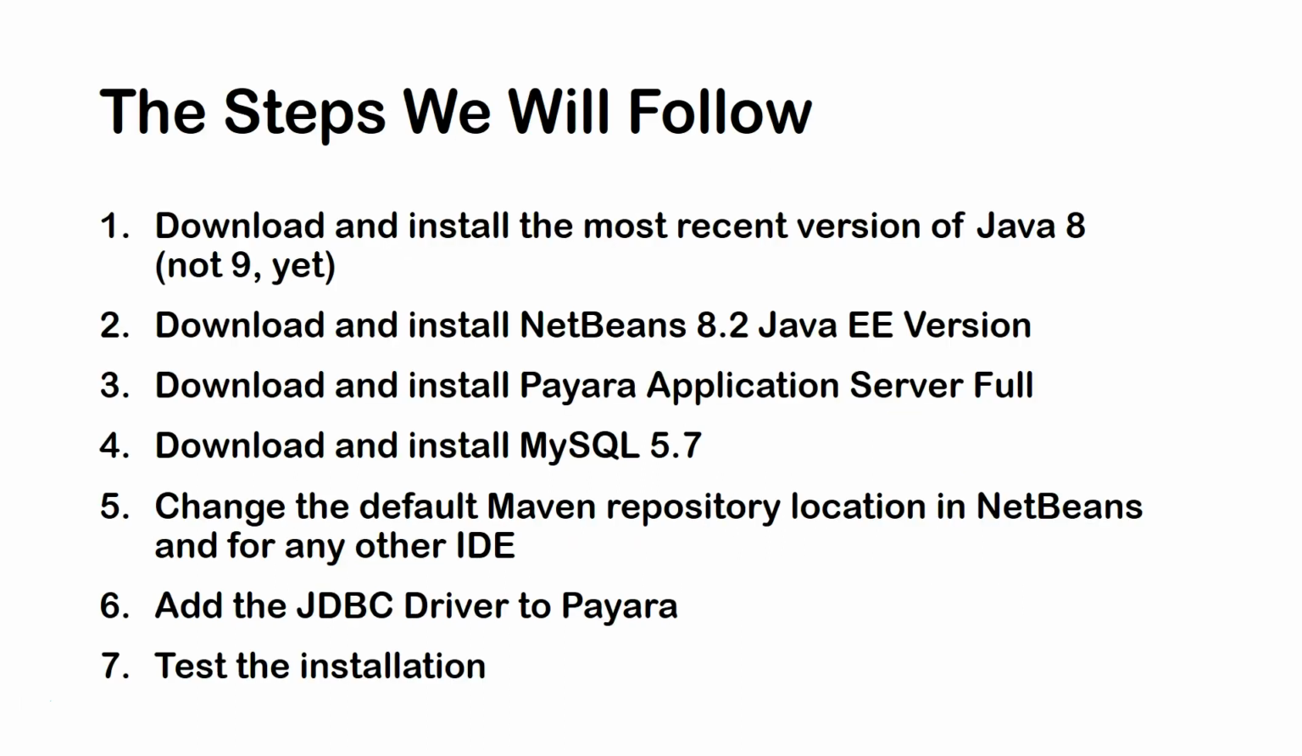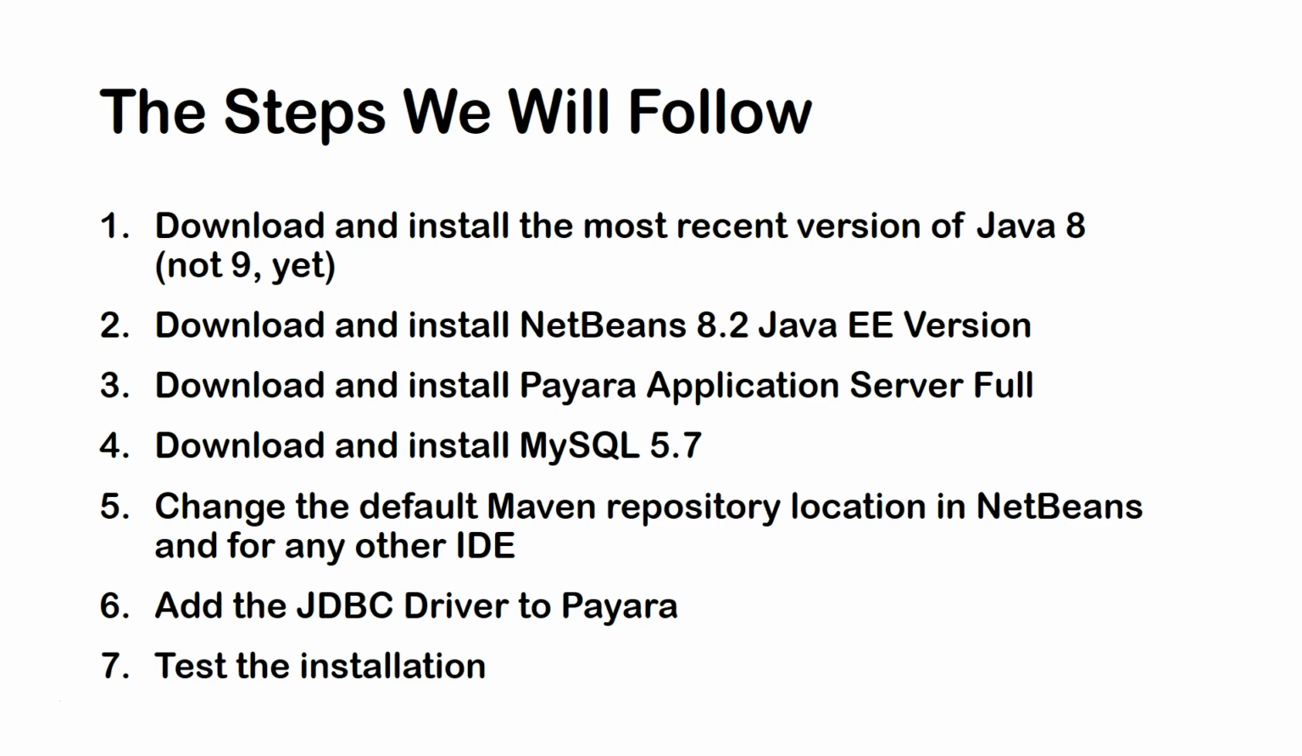Here are the steps that we'll follow in this screencast. We'll begin by downloading and installing the most recent version of Java 8. We're going to download and install NetBeans 8.2, the Java EE version. We're going to download and install the Payara application server. We're going to download and install MySQL 5.7. We're going to change the default Maven repository location in NetBeans and for any other IDE that you may use. We'll add the JDBC driver to Payara, and then we'll test the installation.